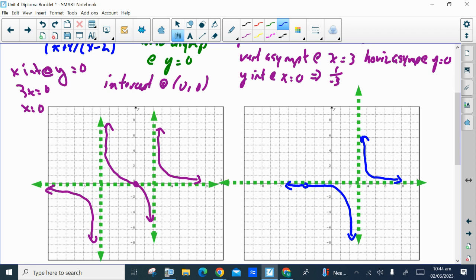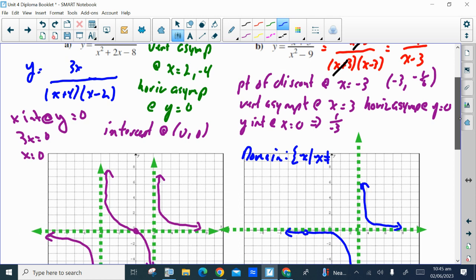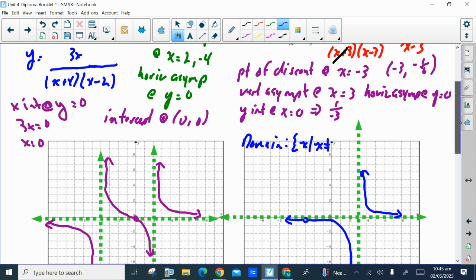Now, we were also asked to state domain and range. Didn't do that for that first one, so I will go back and do that. But let's do this one first. Our domain would be all values of x such that x cannot equal, and there are two places that we need to look at. One being the vertical asymptote, x cannot equal 3, but the other being the point of discontinuity. That is a hole in the graph. So x cannot equal both positive and negative 3, but all other real numbers belong to the domain. Same thing for the range.